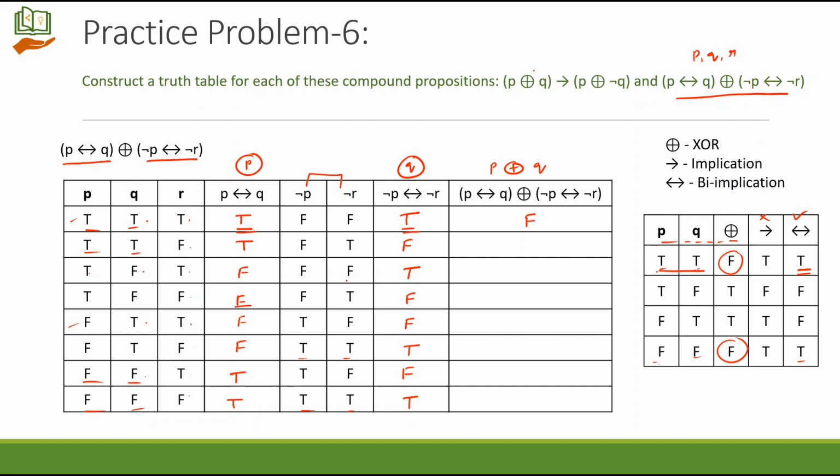Then you have false, false, false, false. So these two rows will have false. The last row is having true, so it will give you false. What about the remaining rows? T, F, so it is true. F, T, it is true. F, T, it is true. Then we have T, F, it is true. So this will be the final column.